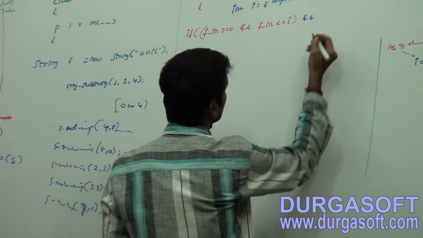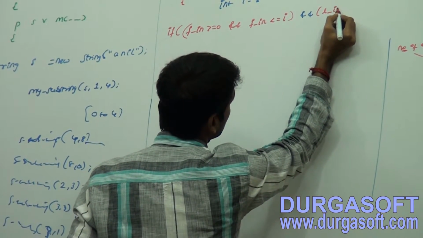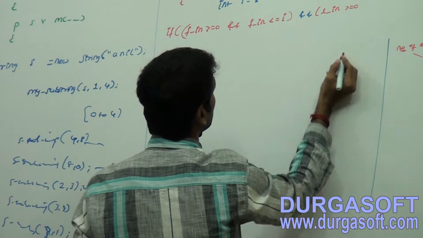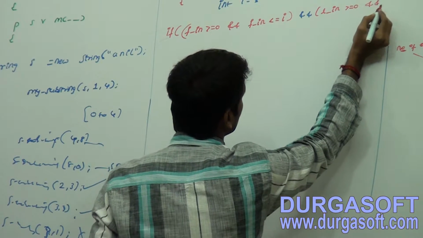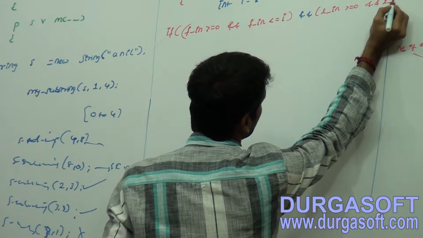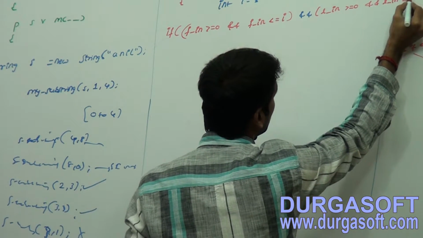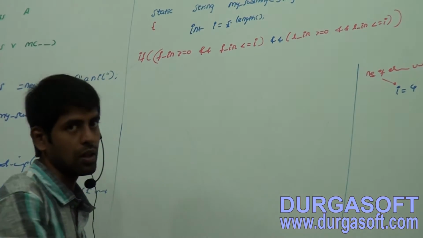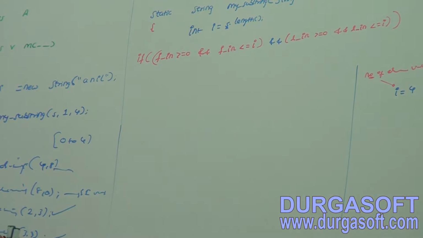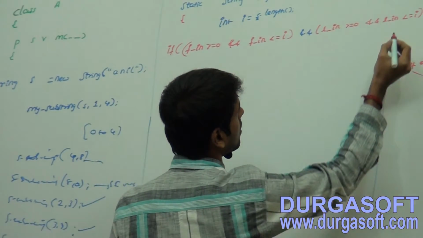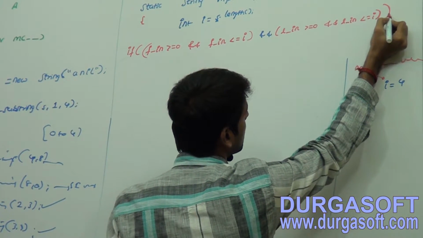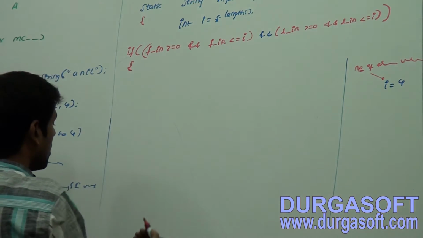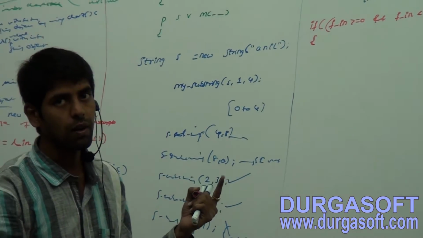Last hyphen index must be greater than 0 and it must and should be less than what? Our I variable value. Okay, I variable value. Now observe this part. If that is the case, perform some sort of actions.